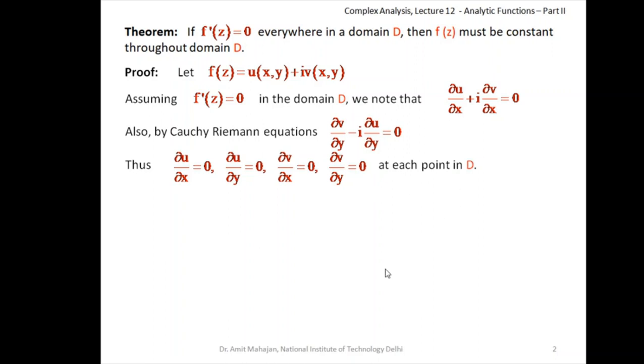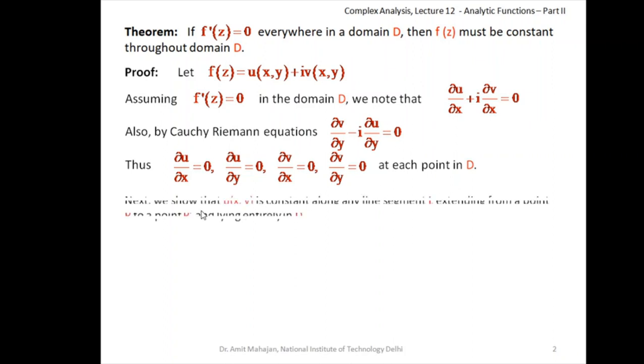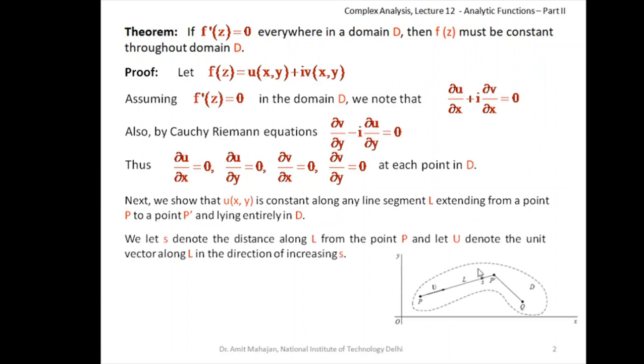Now what we have to prove is that f(z) is u plus iv. So we just want to prove that u is a constant function and v is a constant function. If they are constant functions, then f(z) automatically becomes a constant function. So our next step is to show that u is constant along any line segment L that extends from a point P to another point P' and lies entirely in the domain D. So say you have a domain D, and P is any point and P' is any other point in the domain, and we can connect these 2 points P and P' by a straight line L.